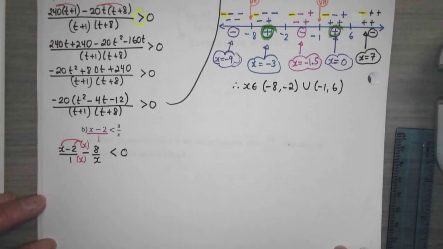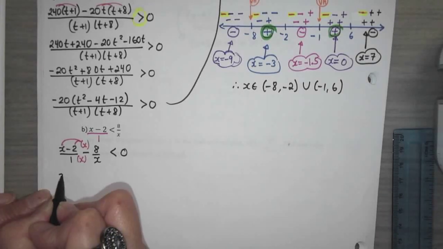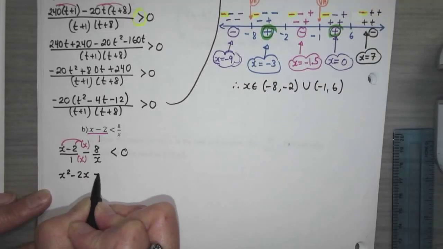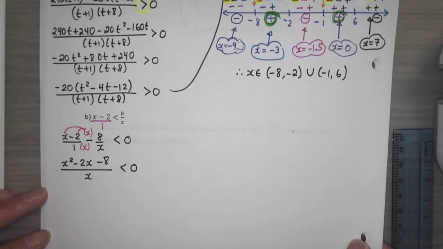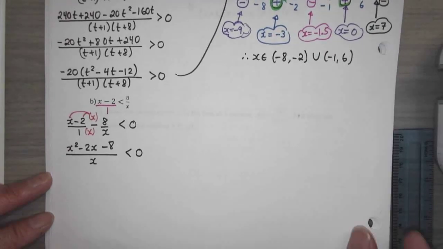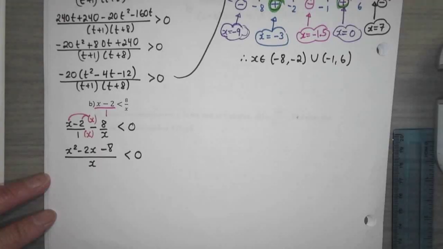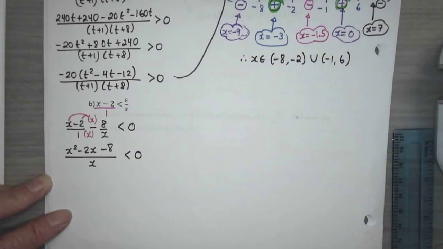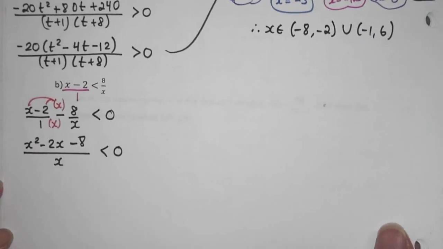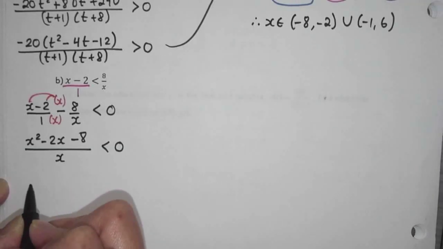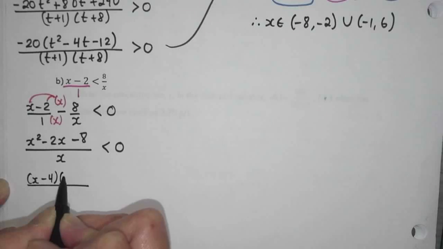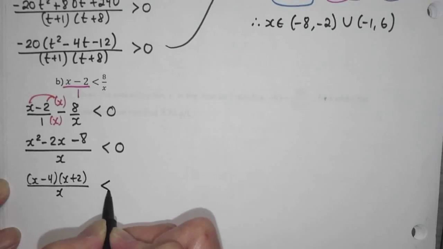Is it better if I zoom in, or are you okay this way? Okay, big enough. Tell me if I should zoom in. You're going to get x squared minus 2x minus 8 all over x less than 0. Okay, I'll zoom in one more time. Okay, you're good. Everything up here is done, right? So I'll zoom in so you can see it a little bit bigger. Okay, there we go. Factor the numerator and denominator as much as possible. So we're going to go here, x minus 4, x plus 2 over x.